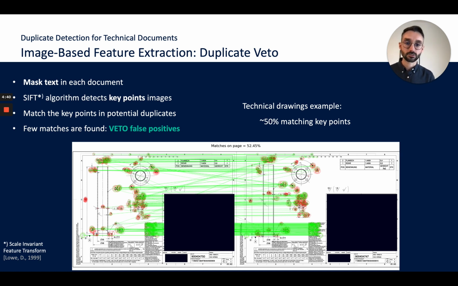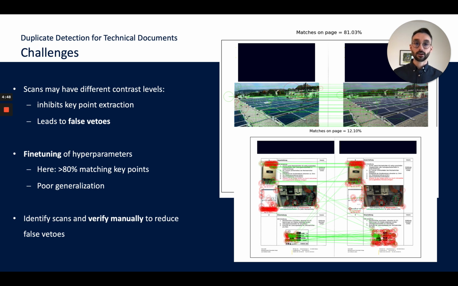And in the case of these 2 technical drawings, we found just about 50% matching key points, so we would correctly throw a veto in this case. Now, also this approach has some limitations, namely when we have scanned documents. On the right top, you can see two documents, again, duplicates and identified as such by our text-based comparison. However, the images in the document have very different brightness and contrast levels. This inhibits the key point extraction and in the end would throw a false veto.